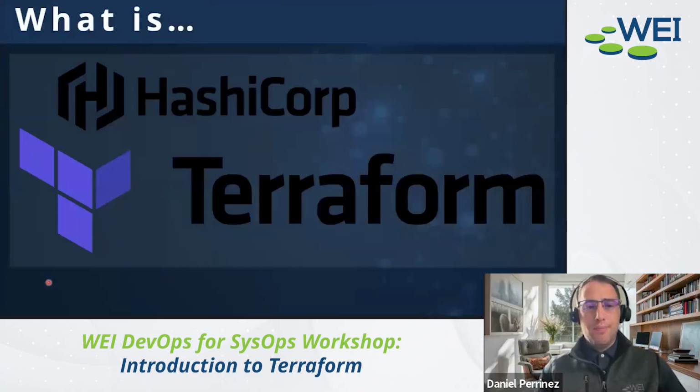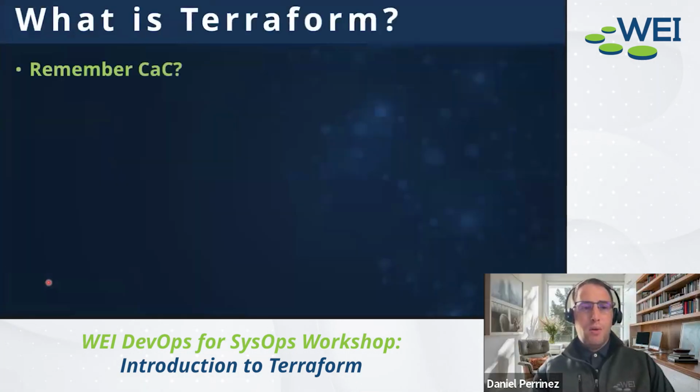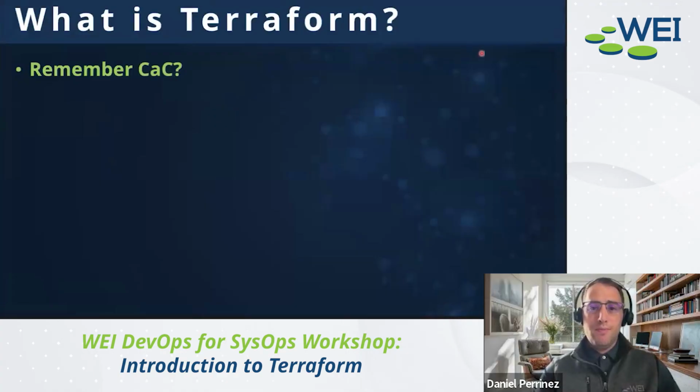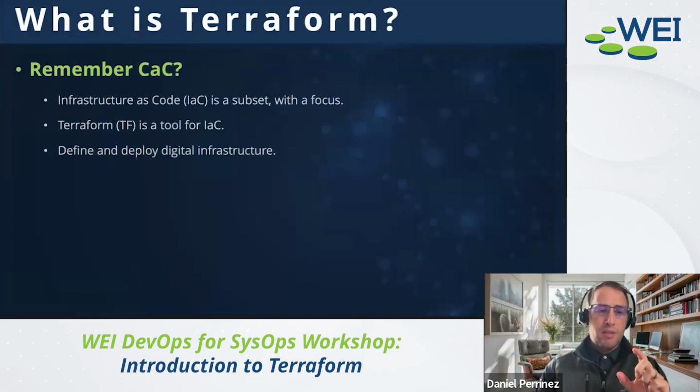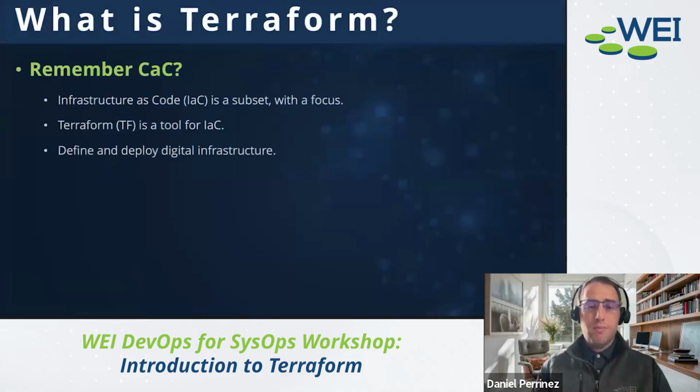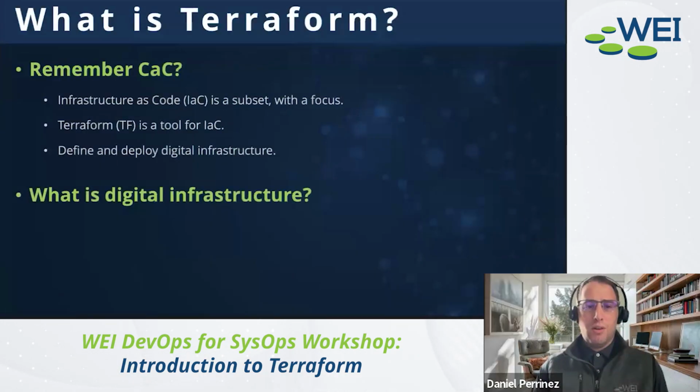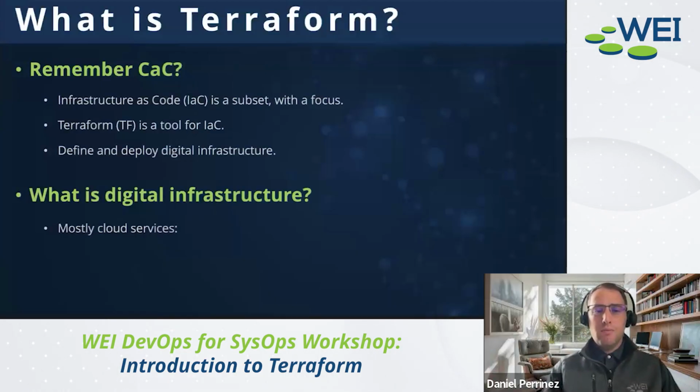So what is HashiCorp Terraform? Well, remember configuration as code? Now we're talking about infrastructure as code, or IaC. It's a subset of configuration as code with a focus. And that focus is that it's going to be a tool for IaC. It's meant to define and deploy digital infrastructure, mostly. What's digital infrastructure? It's mostly cloud services, right? So digital, right? Not physical.